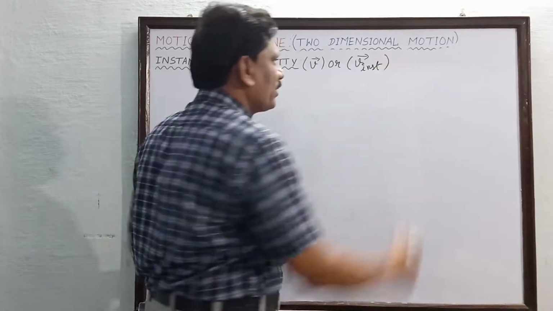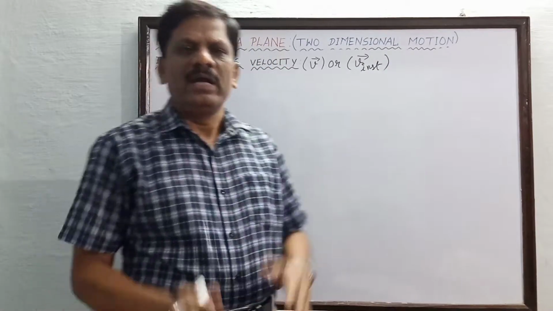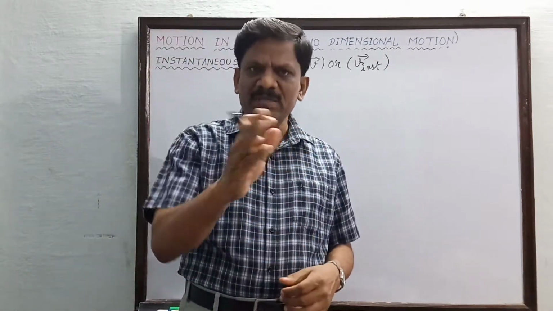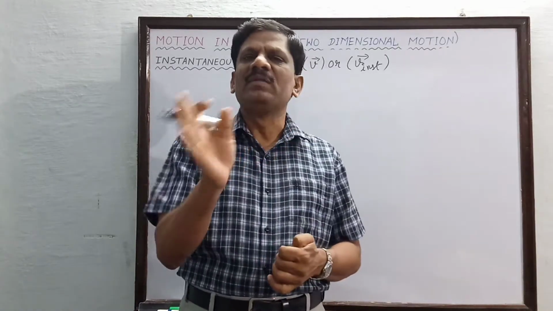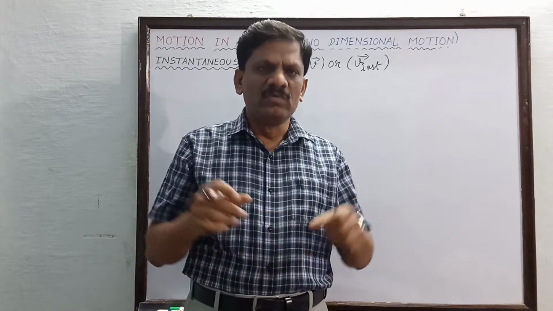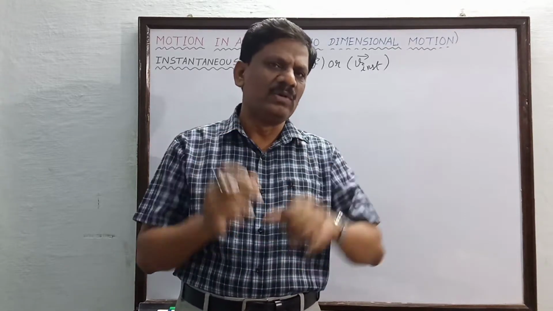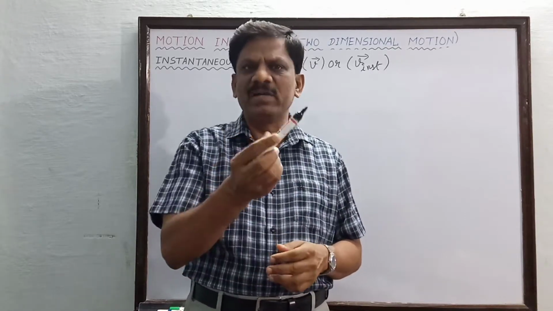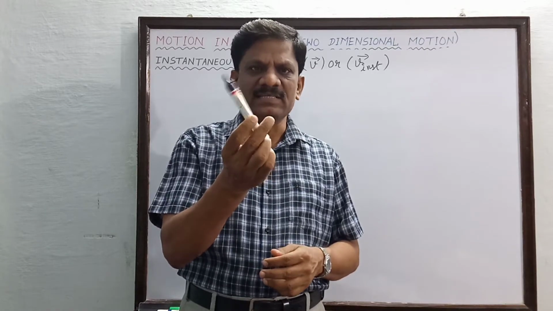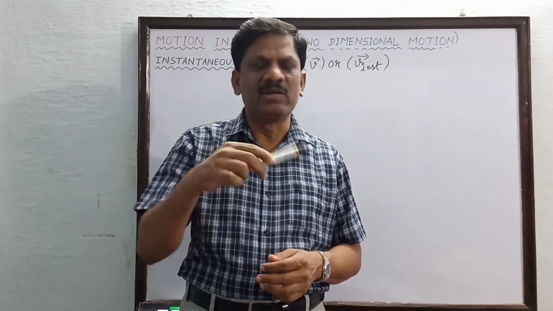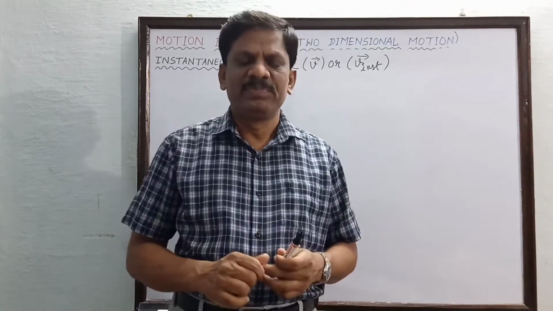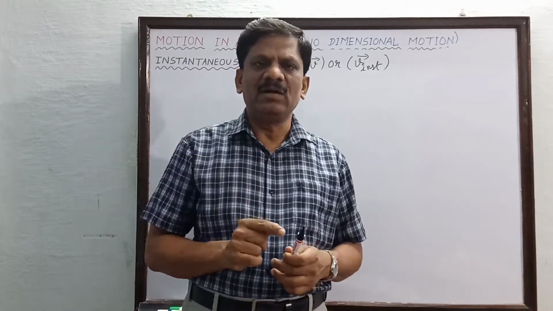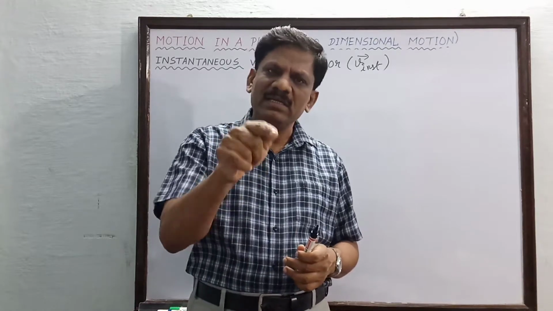Now first of all, have you observed the speedometer of a motorbike or a car? It will be in kilometer per hour. So if you travel, sometimes when you notice the speedometer, it will show 40, 45, 50, 60, 70, like that, some numbers in kilometer per hour. So that is called instantaneous speed, the speed of the vehicle at a particular instant.